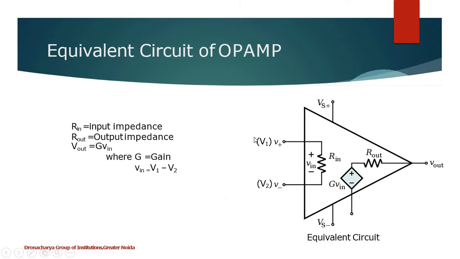So this is how an equivalent circuit of an op-amp looks like. We've already discussed the non-inverting terminal V1, the inverting terminal V2, the power supplies plus V and minus V, and the output terminal. Other than that, there is an input impedance Rin, an output impedance Rout, and a voltage controlled voltage device G Vin, where G is the gain and Vin is basically the potential difference between the inverting and the non-inverting terminals.